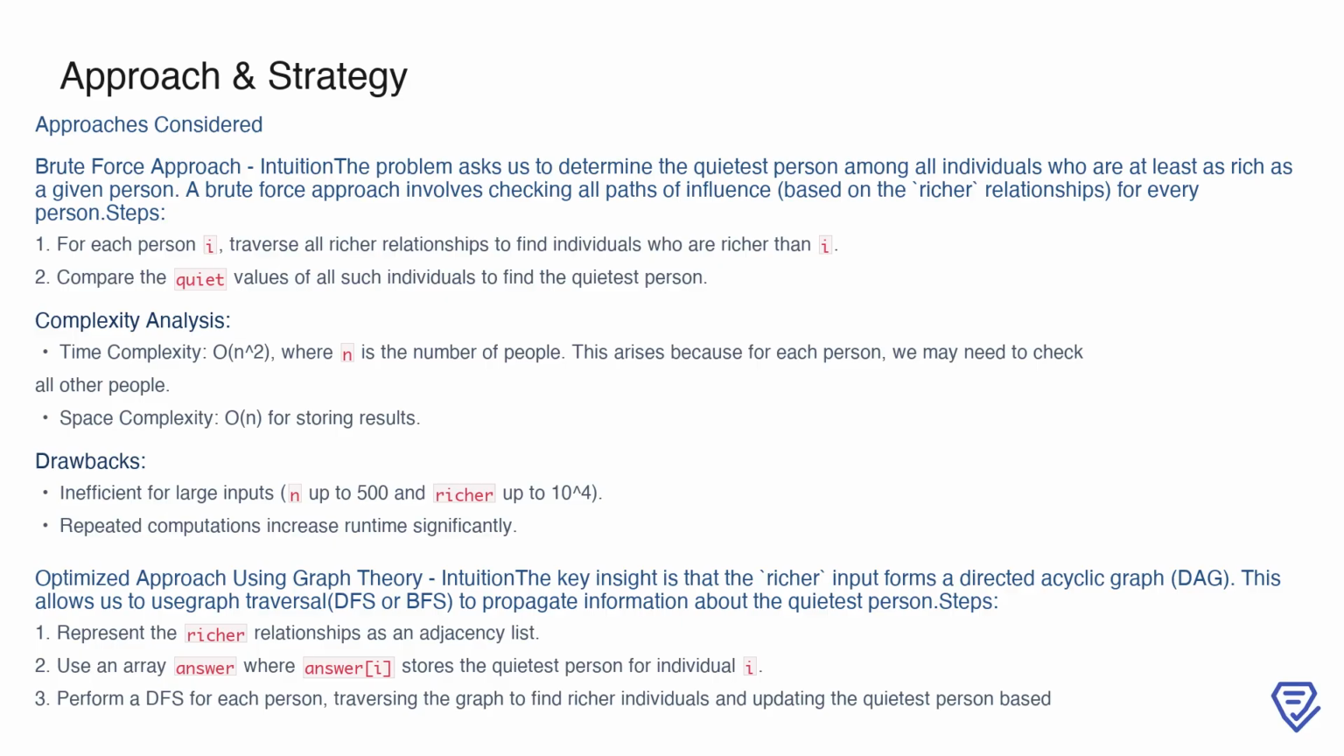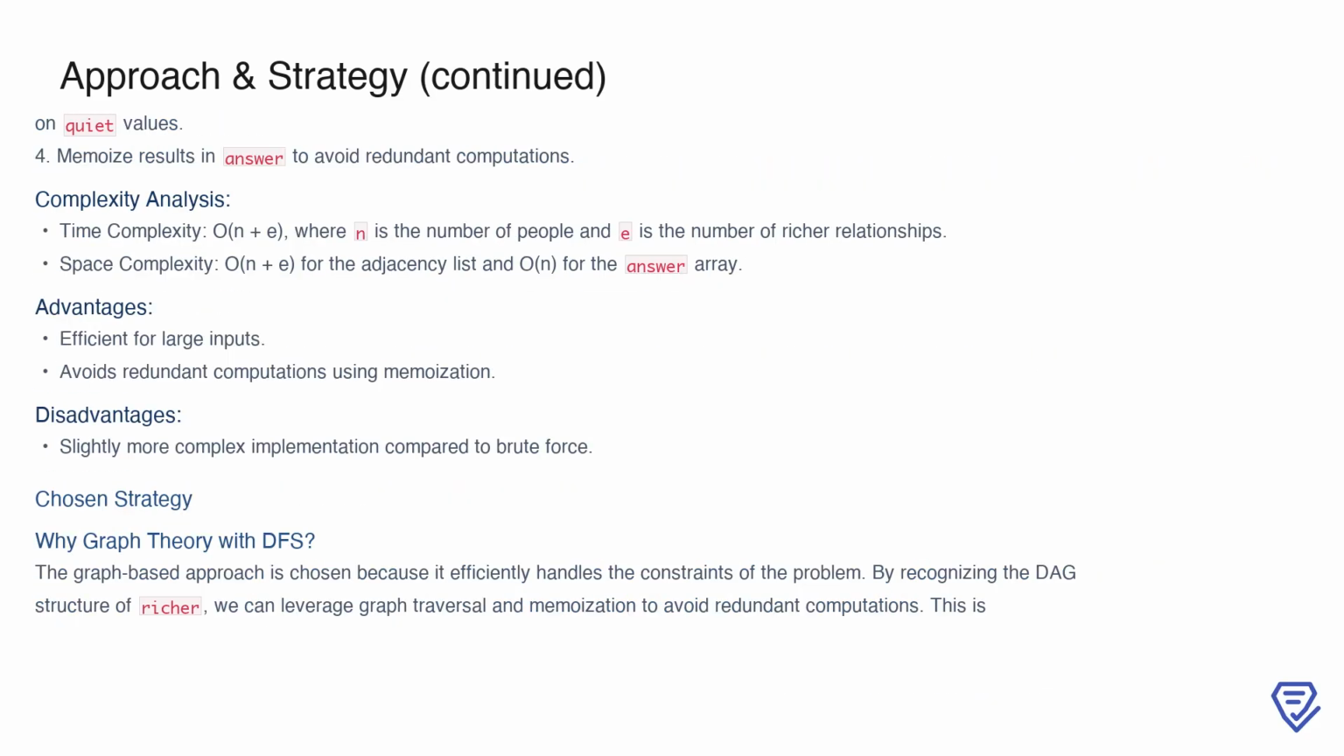To address these limitations, we explore an optimized solution using graph theory. The optimized approach leverages the observation that the richer relationships form a directed acyclic graph, or DAG. By representing these relationships as a graph, we can use depth-first search, or DFS, to propagate the information about the quietest person in an efficient manner. Specifically, we create an adjacency list to model the graph and use an array called answer where each entry represents the quietest person for a given individual.